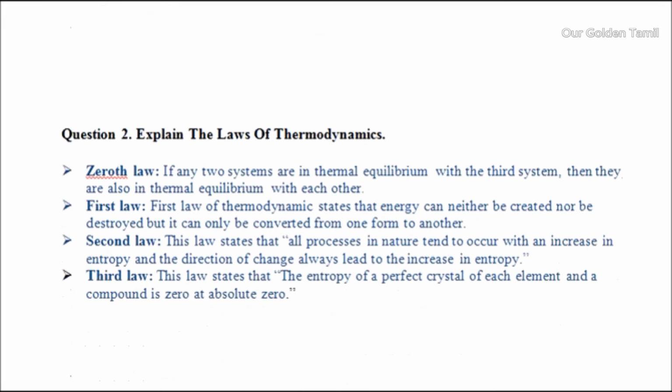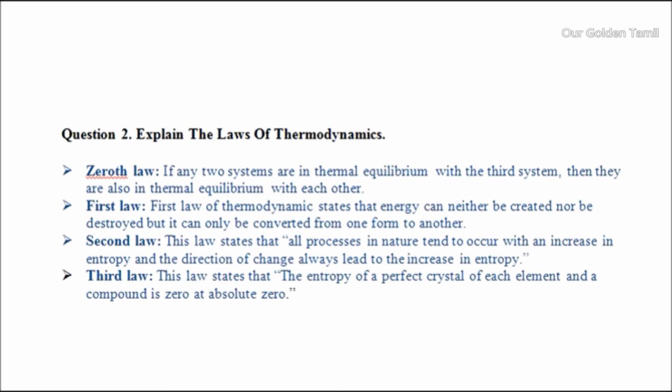Question 2. Explain the laws of thermodynamics. Zeroth law: if any two systems are in thermal equilibrium with a third system, then they are also in thermal equilibrium with each other. The first law of thermodynamics states that energy can neither be created nor be destroyed, but it can only be converted from one form to another.